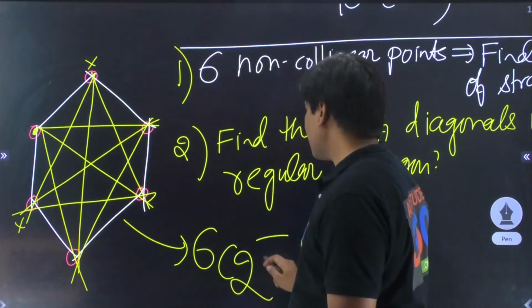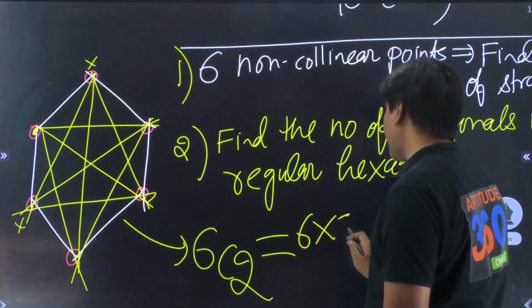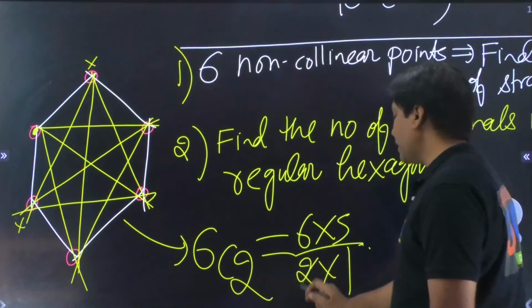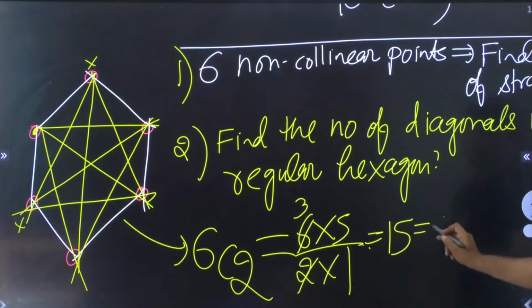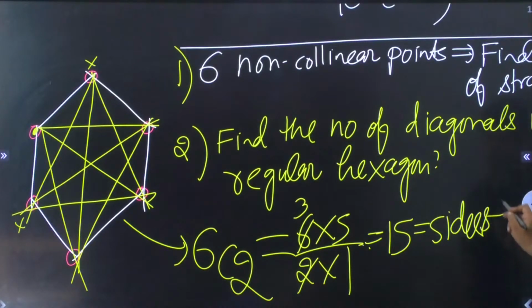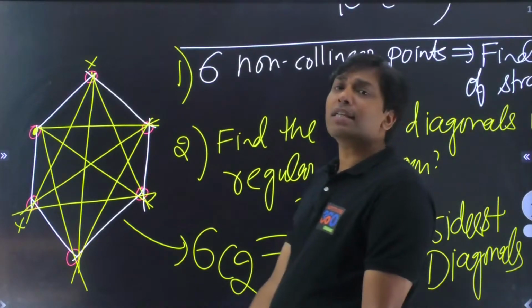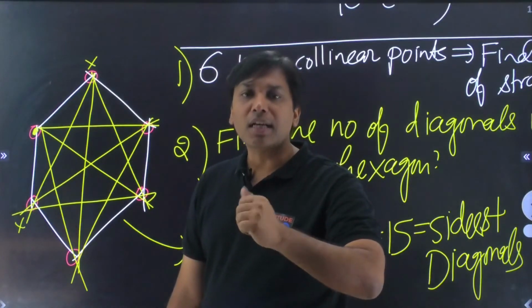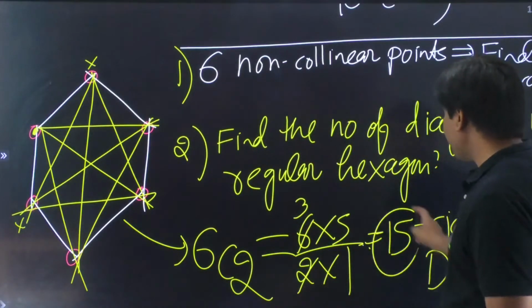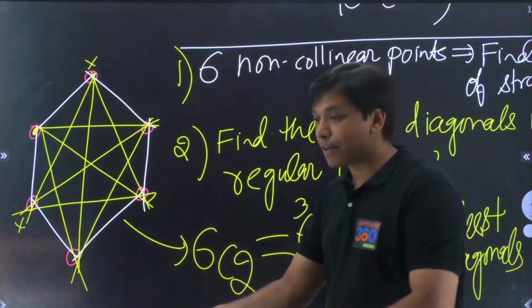Why should I use my brain so much? Why should I do so much? 6c2. So I would say that 6c2 is nothing but 6 into 5 divided by 2 into 1. Right? So that is nothing but 15. And these 15 will have sides plus diagonals. We could say that too, right? Sides plus diagonals. How many sides will it have? It will have only 6 sides because it is a hexagon. So if we remove those 6, what is left? All the rest are diagonals. So if you subtract 6 from 15, what do you have? You have 9. And how many diagonals are we having? We are having 9 diagonals.